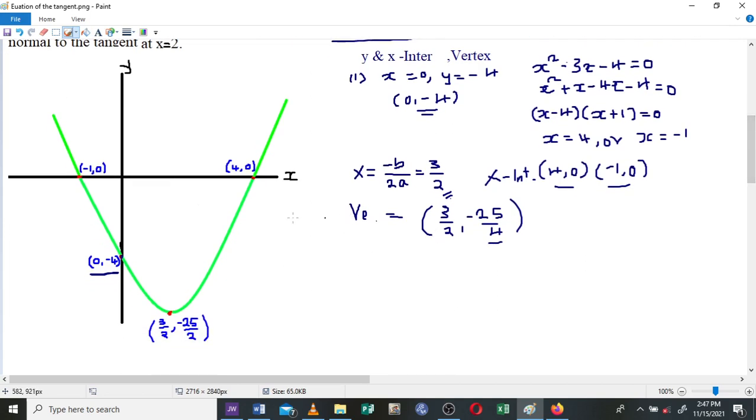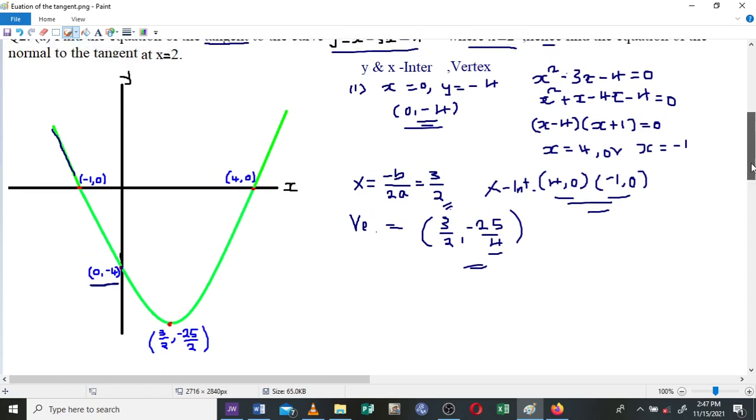So you have all the 4 points there, and all you need to do is just connect them using a pencil if you're using paper, or whichever method you use. These are the points that you need: the x-intercepts, the y-intercept, and the vertex. Then you can draw a quadratic equation graph. All right, now let's solve our question.